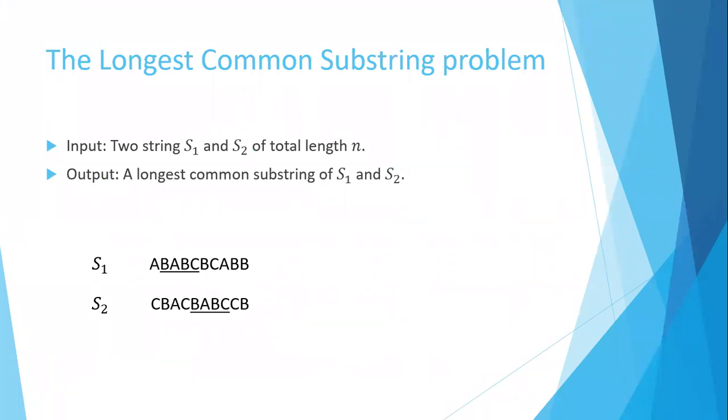The idea is, given two strings S1 and S2 of total length n, we would like to find the longest common substring of both S1 and S2. So in this example, you can see that BABC is the longest common substring.